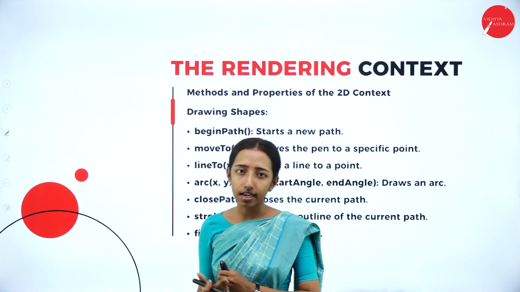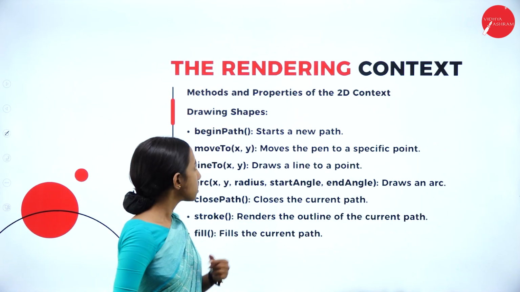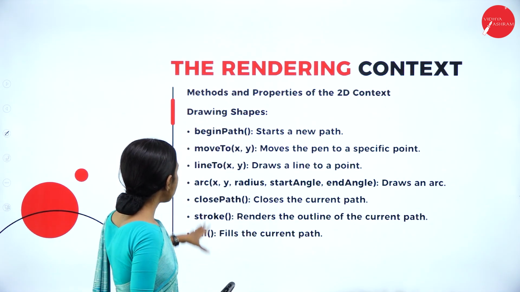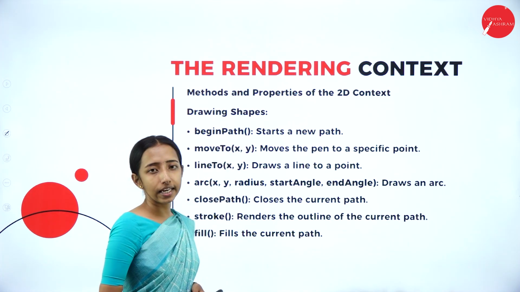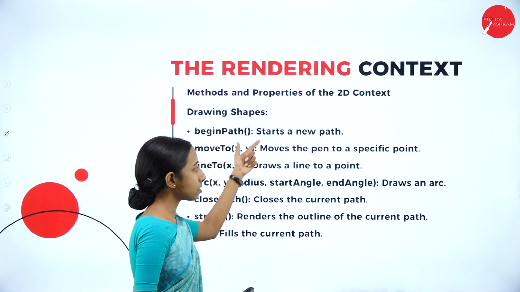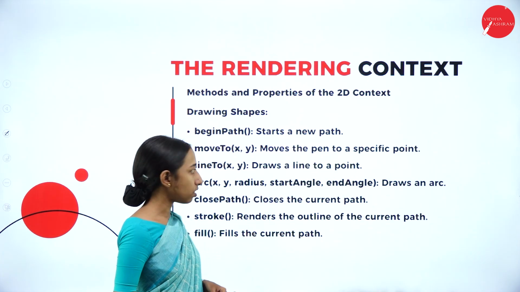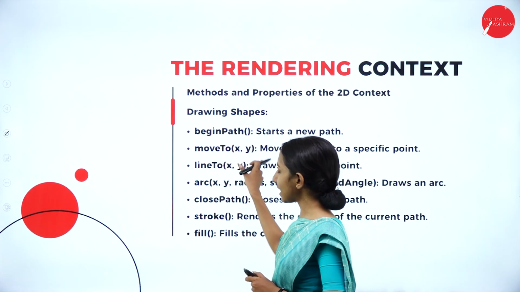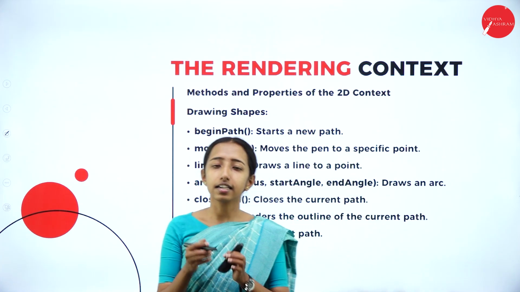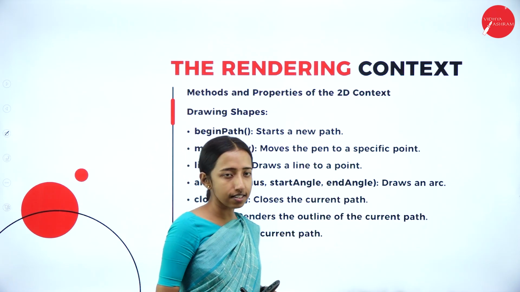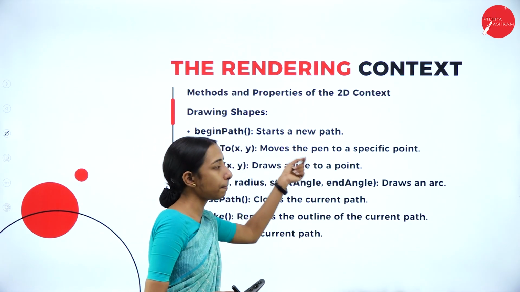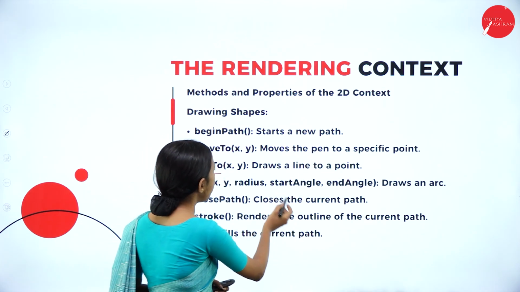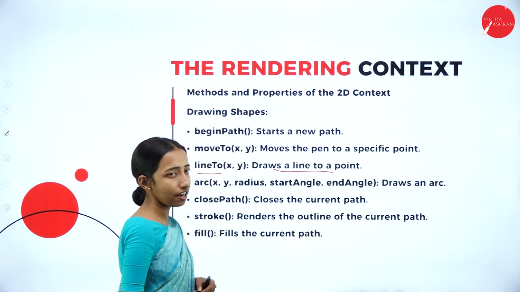Here are other methods that are there in the rendering context. You can see drawing a shape using the rendering context. Here you have a list. The first one is beginPath. This method is used to start a new path in the canvas. Next, moveTo X and Y. These are the axes, like a graph having X axis and Y axis. This method moveTo moves the pen to a specific point. Next one is lineTo. Again, it draws a line to the point having X and Y.